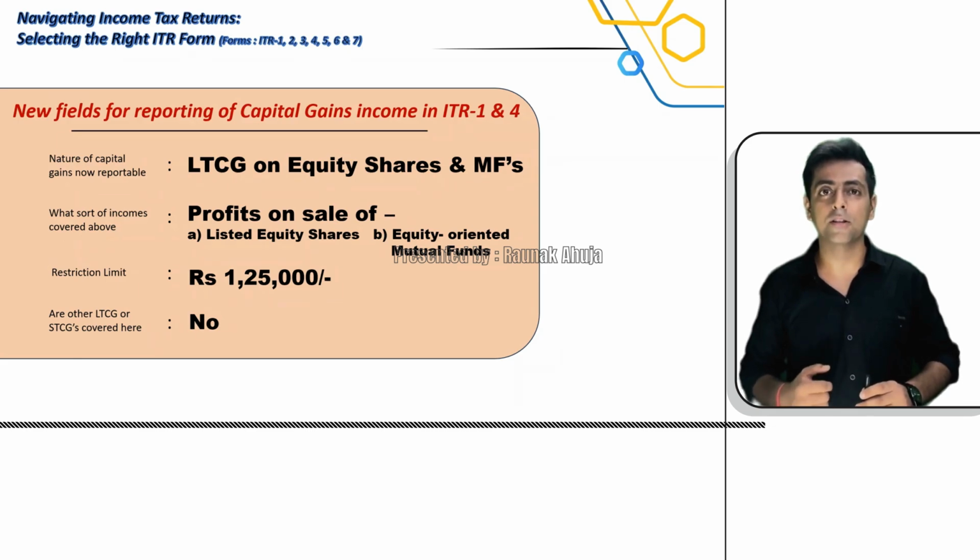Now, the next big question is, can all other capital gains be included in this ITR? Namely, short-term capital gain or long-term capital gain on other assets? The answer is no. Only the long-term capital gain on sale of equity shares or equity-oriented mutual funds will be reported in ITR 1 and ITR 4. So this was one major change.